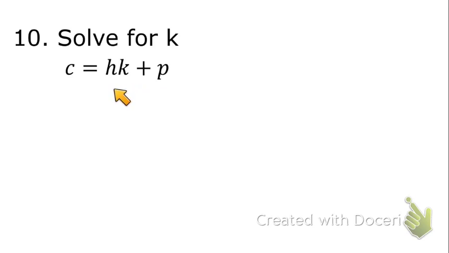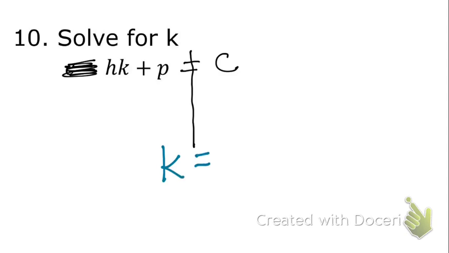All right, since we want k to be by itself, notice that the c is on this side. We usually prefer that it's on this side. So let's go like that. Just as before, I want k by itself. So that means I need to get rid of p and I need to get rid of h. To get rid of p, this is a plus p, so the inverse would be to subtract. So p minus p is 0. I cannot subtract p from c, so I leave it alone.